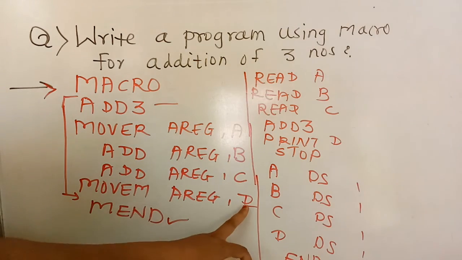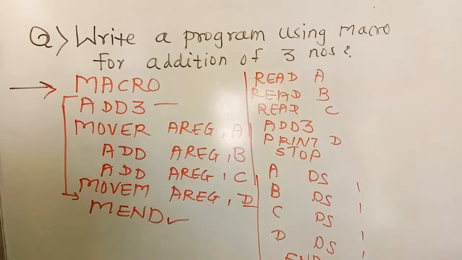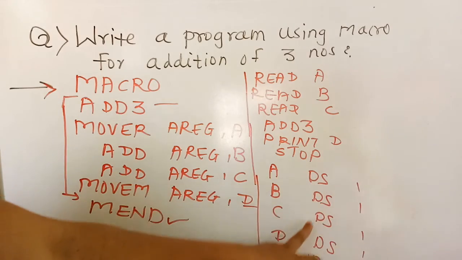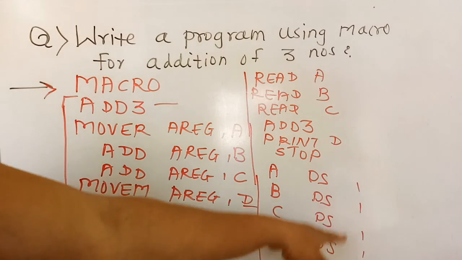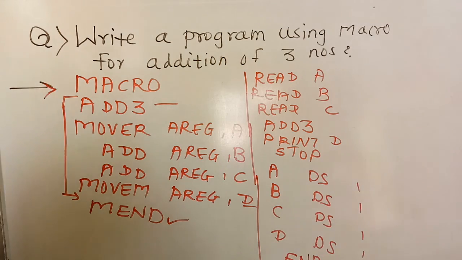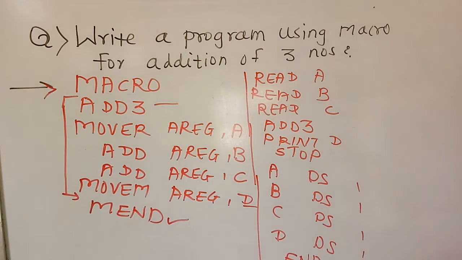Then this value is collectively stored into D, then it will be printed, and then I will stop the procedure here. Then we are declaring here that A, B, C, D are the declaration statements having the initial value 1, and it is the end of the macro function.